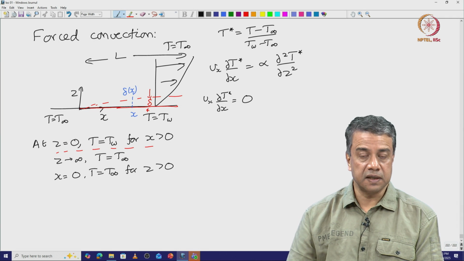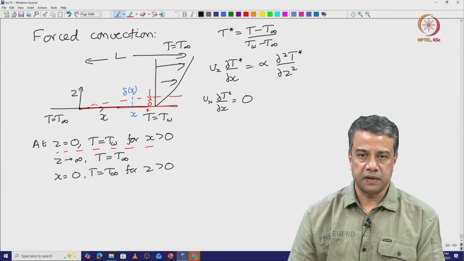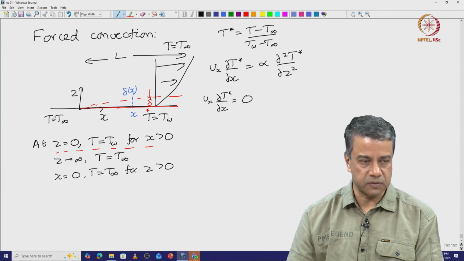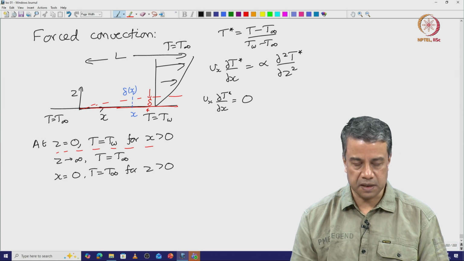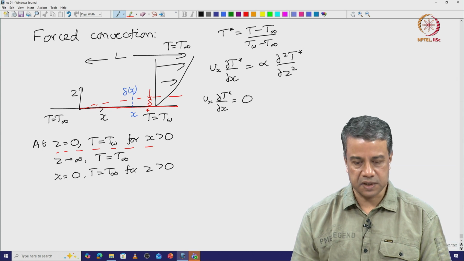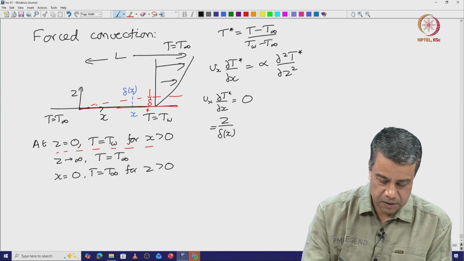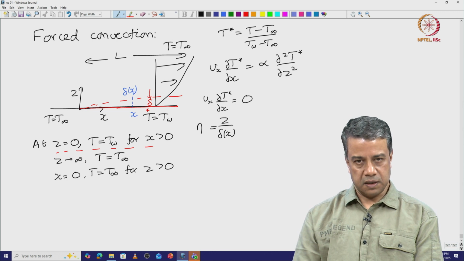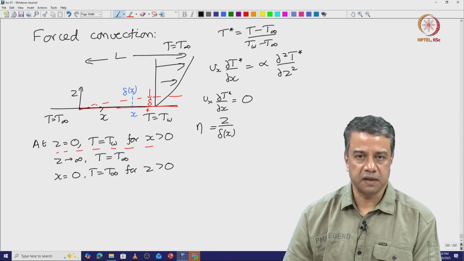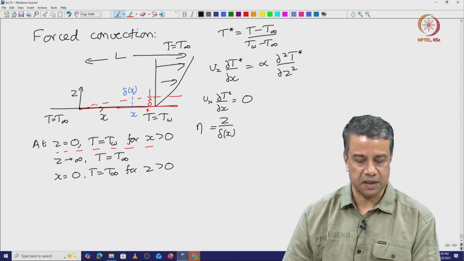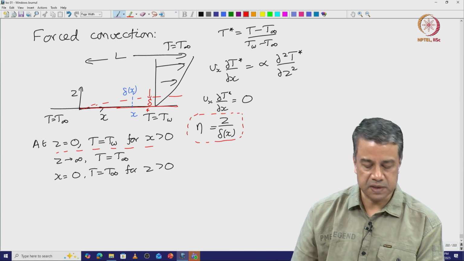So, the relevant length scale in the cross stream direction for scaling the z coordinate in this case is delta. And therefore, you scale z by delta, which is a function of x, to get the scaled coordinate. And this scaled coordinate is a similarity variable because it contains both z and x.